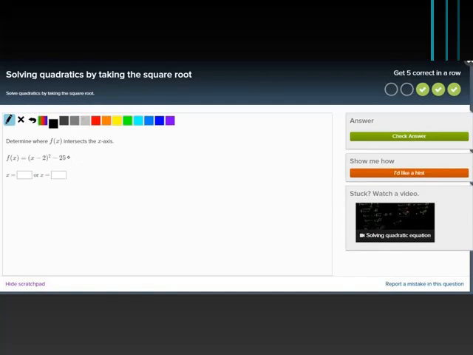Just like in problem number 3, this one also is asking me where it crosses the x-axis, so the first thing I have to do is replace the f of x with 0. So I have the x minus 2 squared minus 25 equals 0. And I'm just going to solve the problem for the x. So add the 25. So I get x minus 2 squared equals 25.